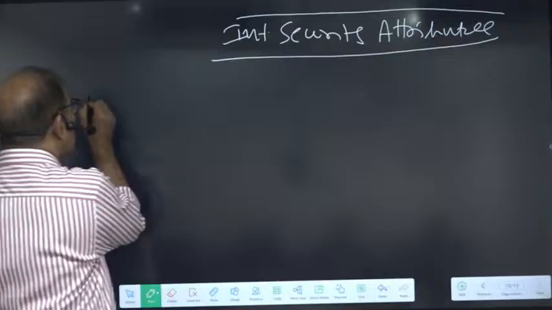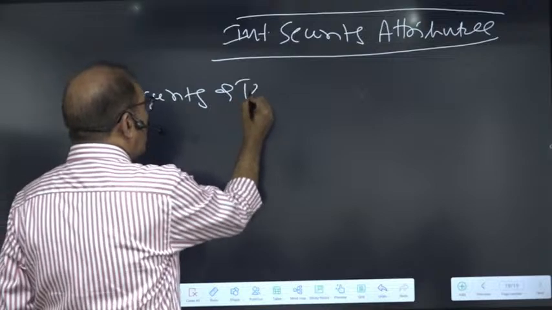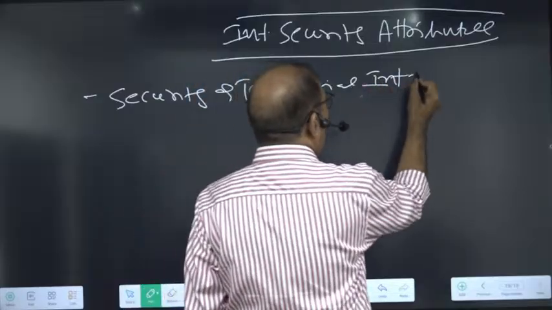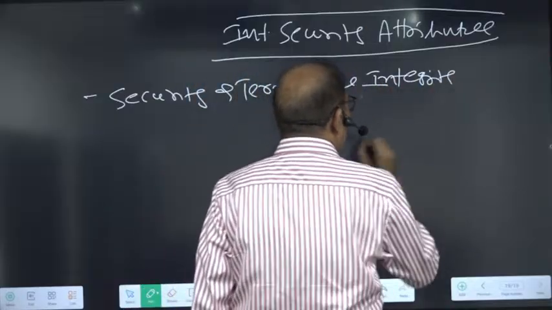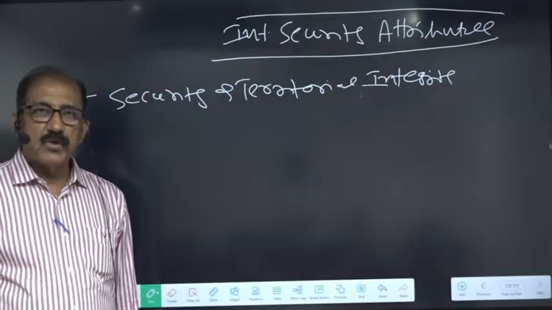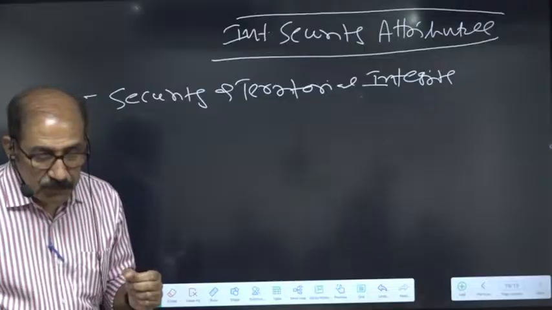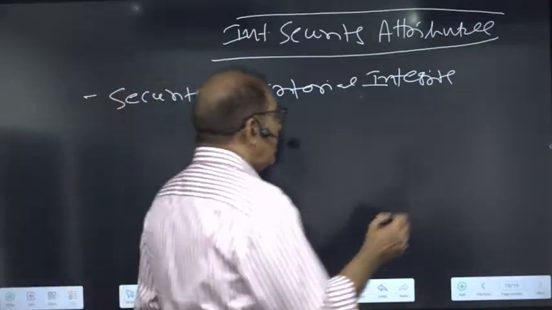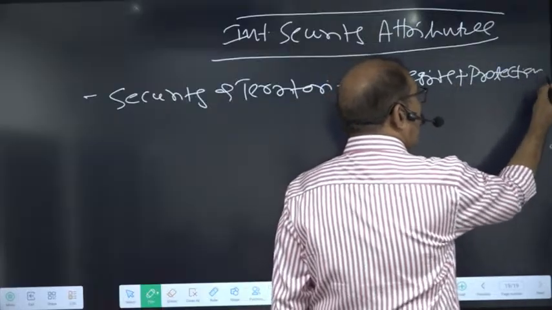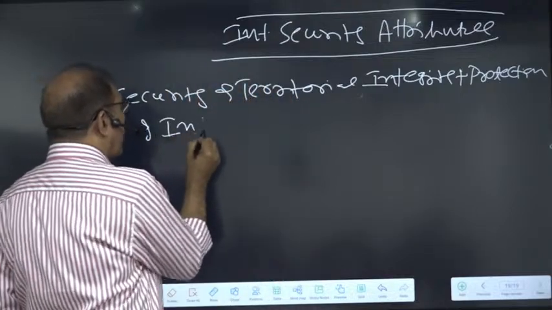The first thing: security of territorial integrity. We are talking about attributes of internal security. So the first thing is security of territorial integrity, plus protection of internal sovereignty.